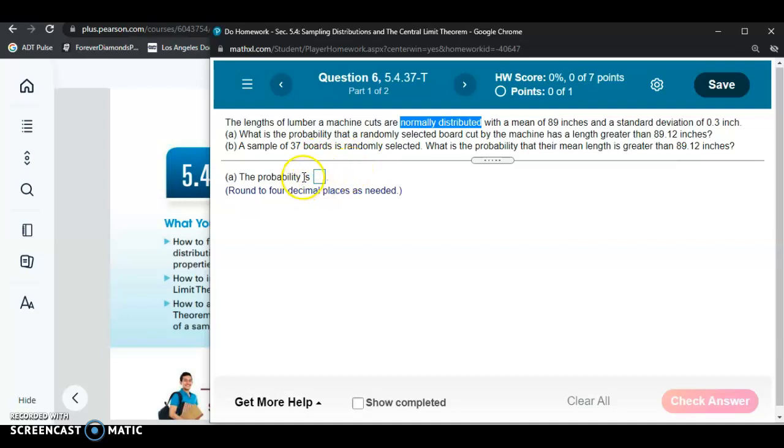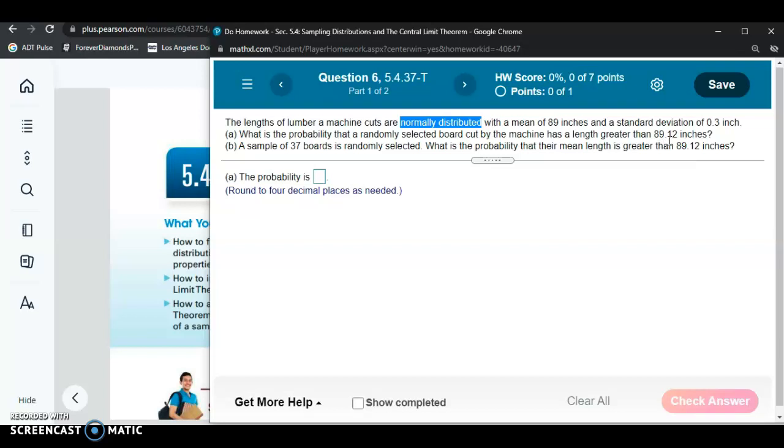Okay, so to answer part A, write the probability that a randomly selected board cut by the machine has a length greater than 89.12 inches. All it's asking us to do is to use the normal probability distribution to find the probability that one board will have a length that's greater than 89.12 inches. So to do that, we're going to use the method of section 5.2, where you're asked to find the probability for a random variable that's normally distributed.